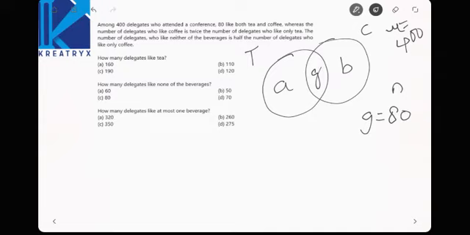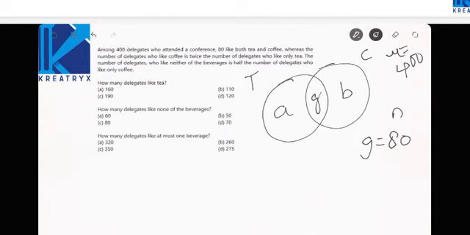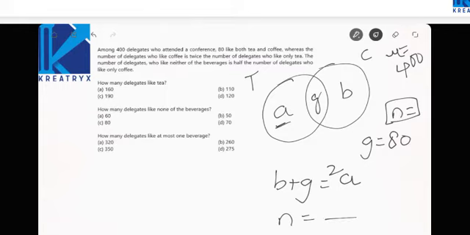Whereas the number of delegates who like coffee means B plus G. These are the persons who like coffee, is twice the number of delegates who like only tea. Only tea is nothing but A, twice it seems, so it must be 2A. The number of delegates who like neither of the beverages is nothing but none. None is represented as N. N is equal to how much? Half the number of delegates who like only coffee. Only coffee means B. B by 2.